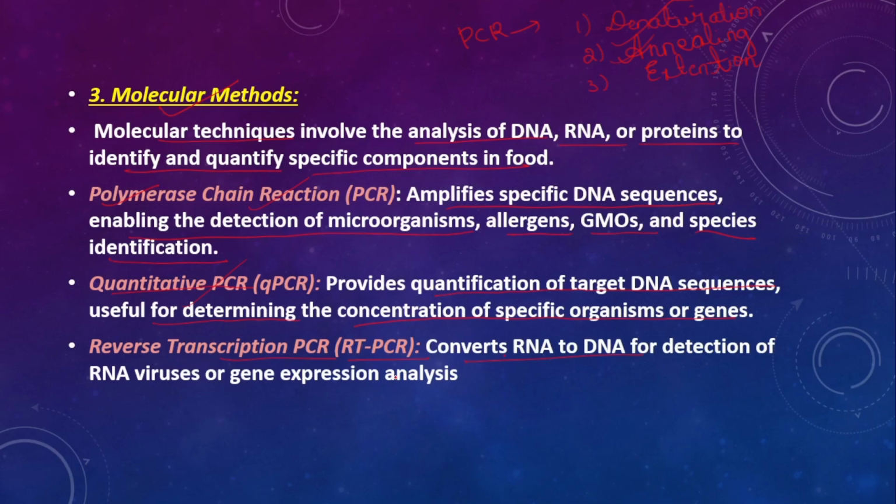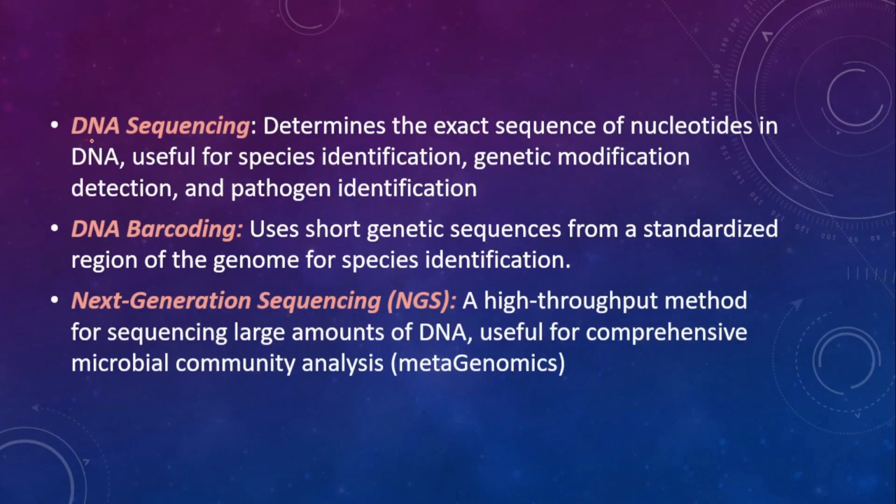This technique is particularly valuable in virology for detecting and quantifying RNA viruses such as SARS-CoV-2, the virus which is responsible for COVID-19. Next is DNA sequencing. It determines the exact sequence of nucleotides in DNA, useful for species identification, genetic modification detection and pathogen identification. Actually, it is a process of determining the precise order of nucleotides.